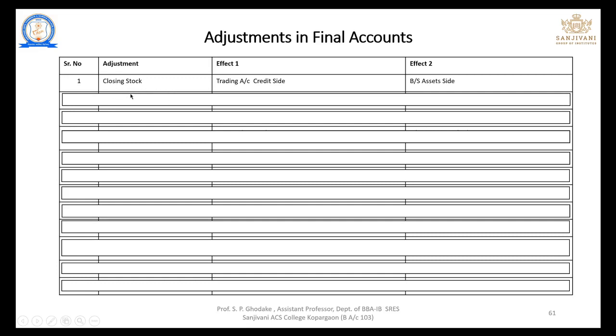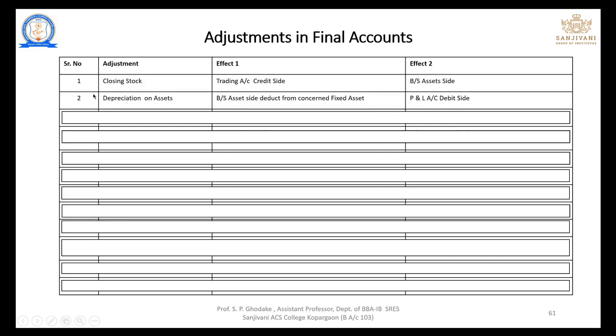Generally closing stock is always valued at market price or cost price, whichever is less. The first effect of the closing stock is on the credit side of a trading account, that is by closing stock, and the second effect will be at the asset side of the balance sheet.